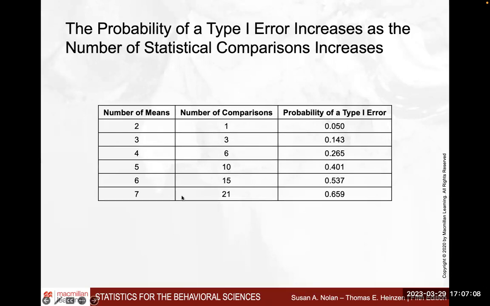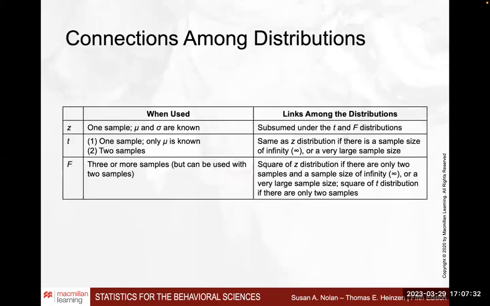If you are up at 7 means with 21 comparisons resulting from those comparisons, you end up with a 66% type 1 error. That means that at least one of these comparisons will be significantly different from the other due to pure chance, due to pure sampling and a sampling error. So therefore, the F distribution was introduced to avoid this from happening.